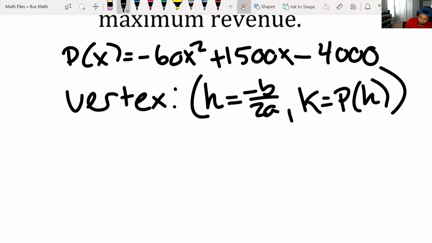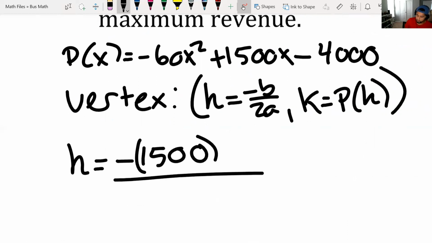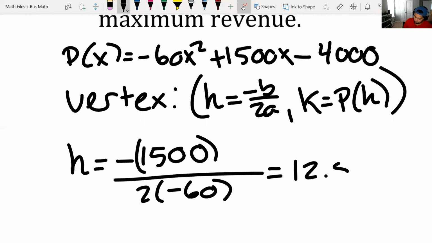So we'll say h is negative b, which is negative 1500 over 2 times negative 60. And negative 1500 over negative 120 gives me 12.5. So if we're going to have maximum profit, we need to make 12.5 thousand computers.